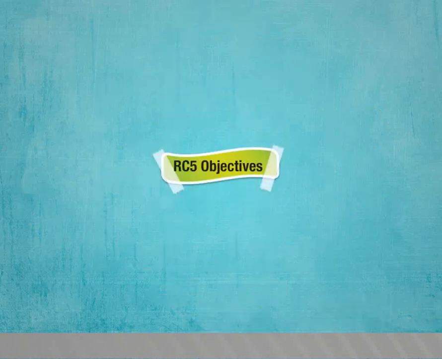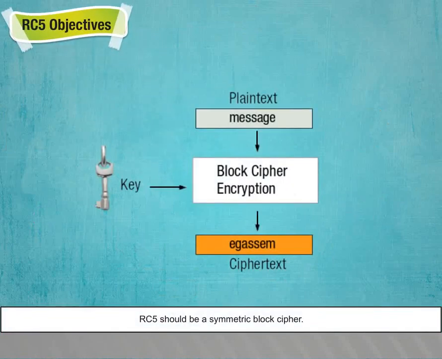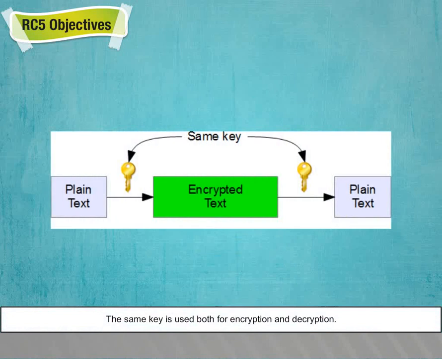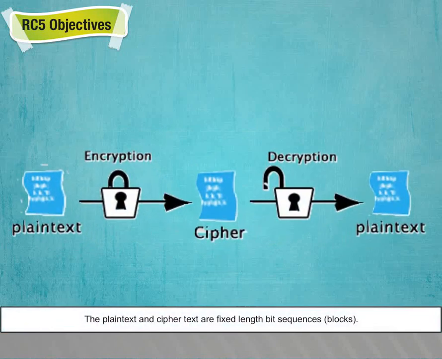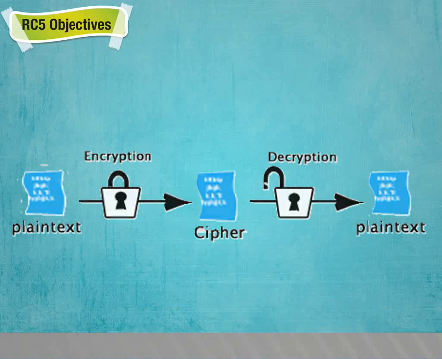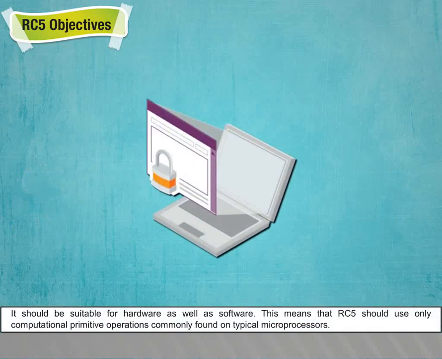RC5 objectives. RC5 should be a symmetric block cipher. The same key is used both for encryption and decryption. The plaintext and ciphertext are fixed-length bit sequences, that is, blocks. It should be suitable for hardware as well as software. This means that RC5 should use only computational primitive operations commonly found on typical microprocessors.